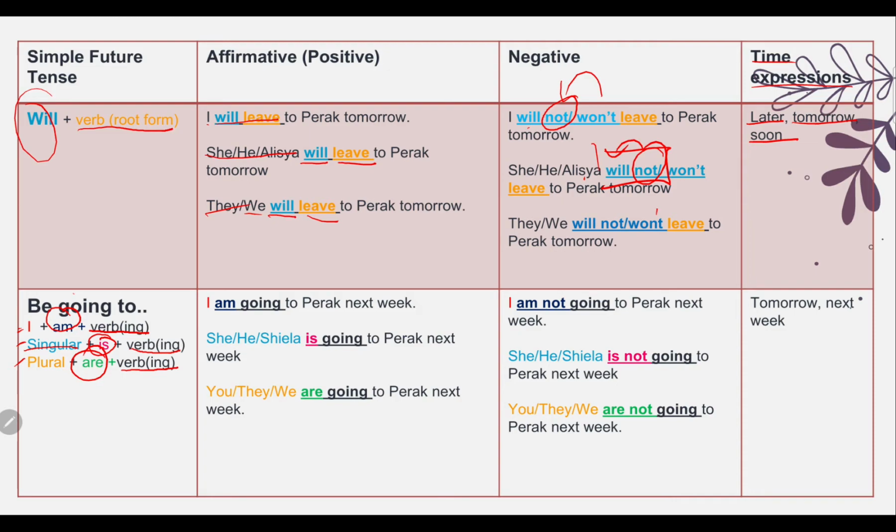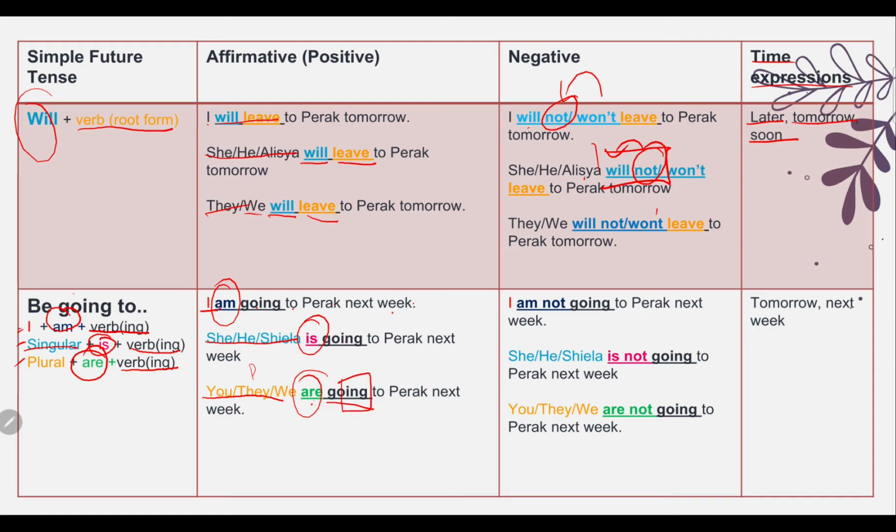Let's take a look at the affirmative sentence for the subject I. I am going to Perak next week. She, he, Sheila is going to Perak next week. And for plural, you, they, we are going to Perak next week. So as you can see here, when you use you on plural, we are going to use the verb to be are, and then the verb we are going to add on ing.